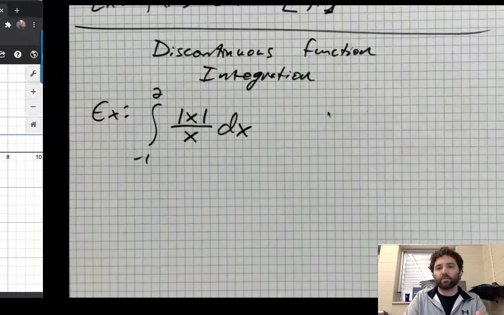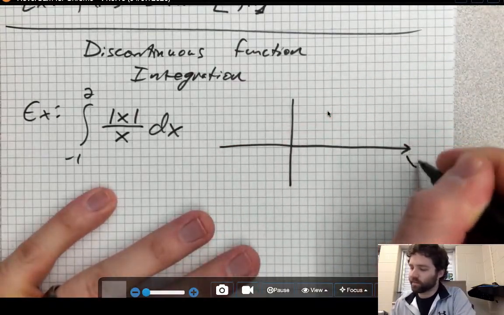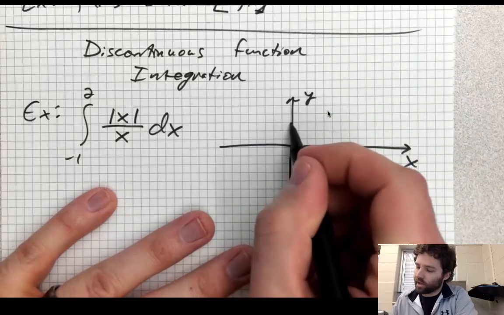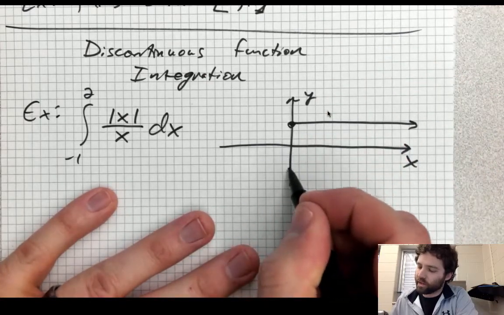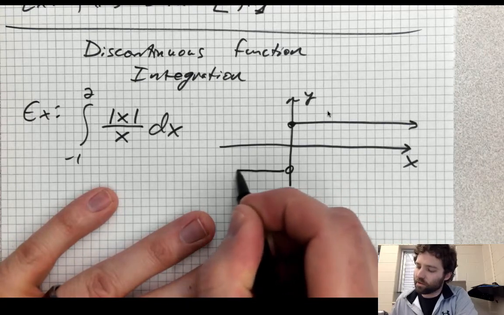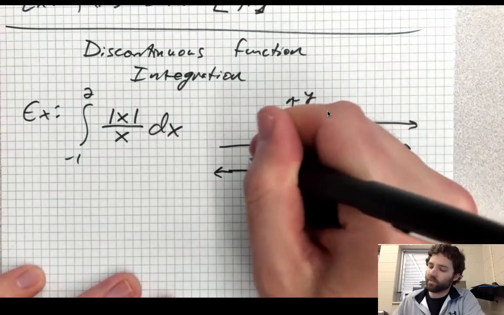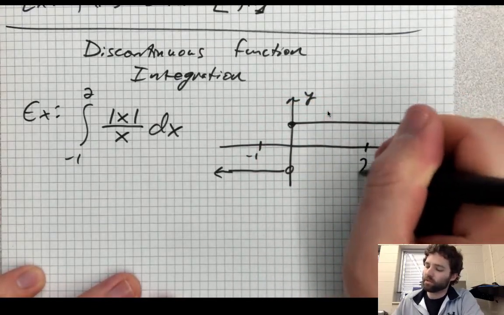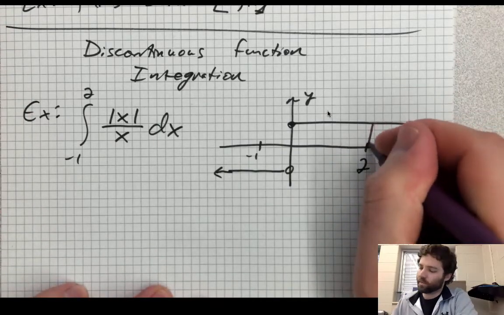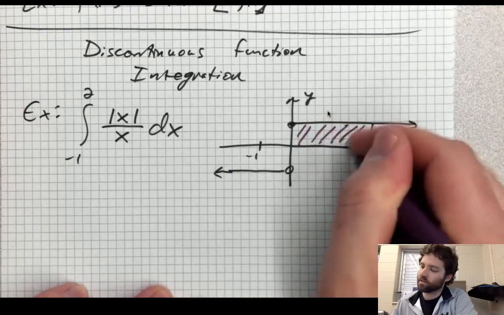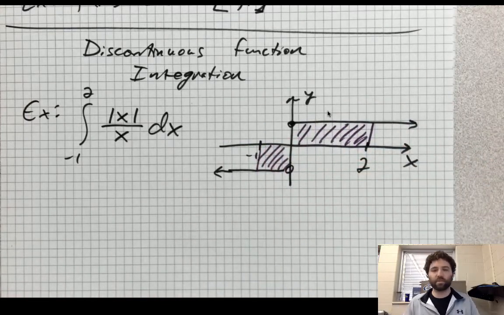So what I have to do, and we'll sketch this out real quick, is this: I've got my y and my x-axis. I've got y equals 1 here. This doesn't exist at 0. And so there's my curve. If I want to go from -1 to 2, then what I need to do is compute this area on its own, and then compute this area on its own. Okay, so I have to break it into pieces.